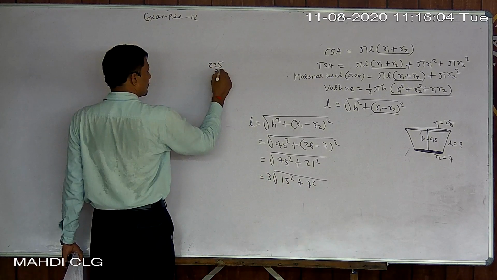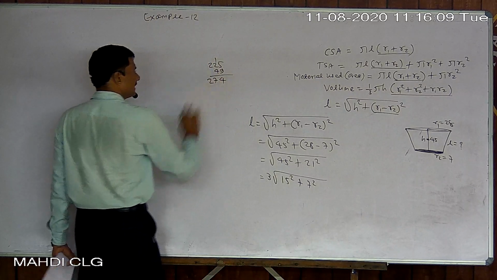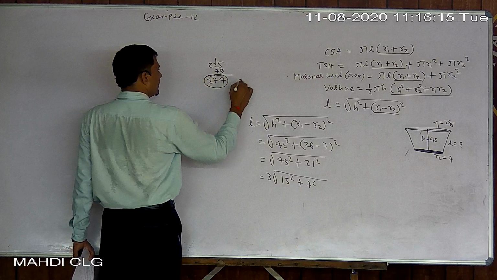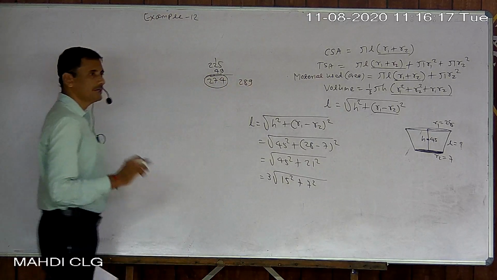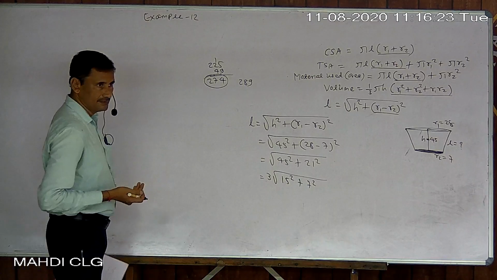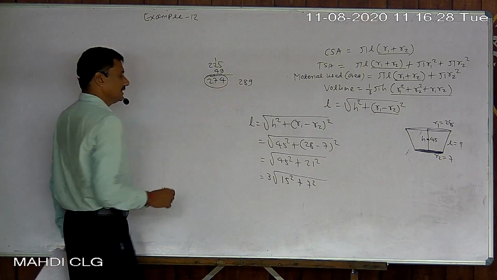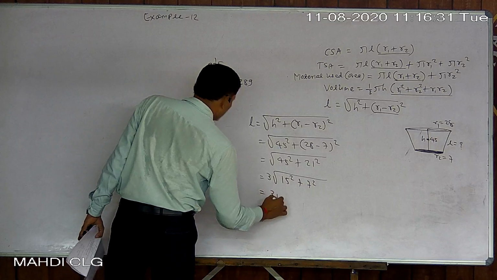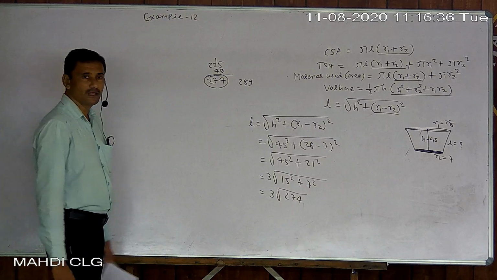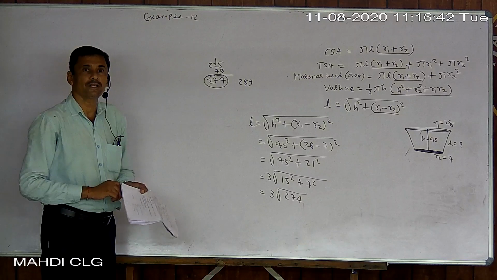225 plus 49. 9 plus 5, 14, 1. 4 plus 2, 6, 7. 2, 7, 4. Now look here. It is very near to 289. 289 is the square of 17. This is a square of 17. It is very close to this one. So you have to try to find the square root of 274 by the trial and error method, because there is one method of finding square root, but it is not in your syllabus.